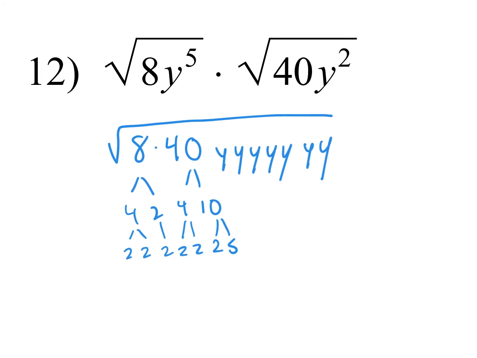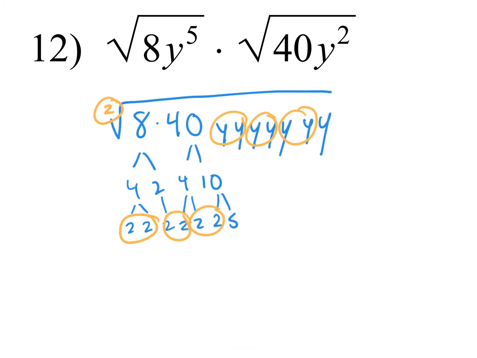Okay, so I circle groups of how many here? 2. Groups of 2. Remember, when that index isn't written, we know that it's groups of 2. So I have 2 2s, 2 2s, 2 2s. What else am I going to circle? 2 y's, 2 y's, 2 y's. So what comes to the outside? 2 times 2 times 2 y cubed.